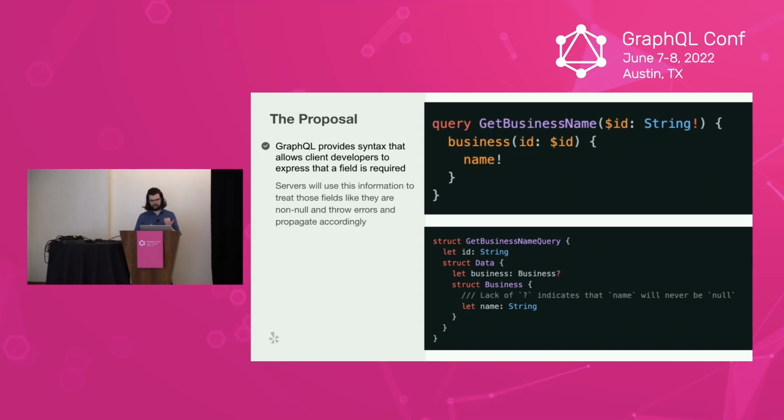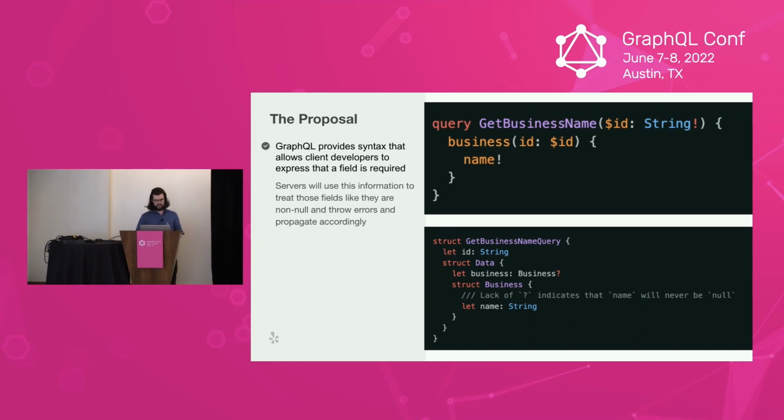Folks writing GraphQL schemas are incapable of predicting every use case for the schema, and that's fine. Client developers working on features are in a better position to decide when a field is necessary for their feature to work. We will provide them syntax that they can use to indicate that a field is required.